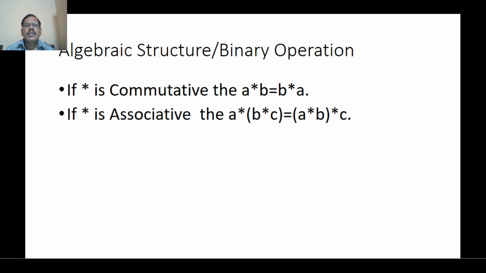Associative is another property of a binary operation. If star is associative, then (A star B) star C is equal to A star (B star C). First we apply B star C and then A with it, and if you apply A star B and then C, both are equal. This property we call the associative property. All the number systems, that is natural numbers, integers, real numbers, rational numbers, satisfy the associative property under addition as well as multiplication.